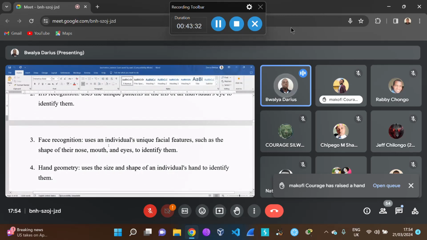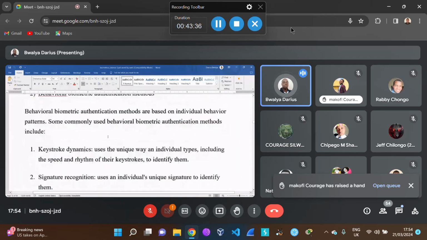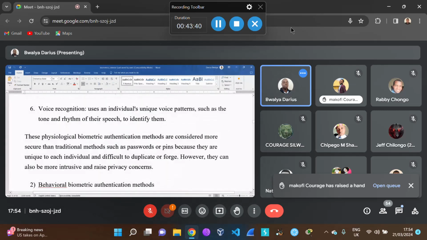So privacy concerns may arise. So they are quite okay, but privacy concerns may be an issue. Because they are intrusive, they are like intruding in somebody else's privacy. What that person considers to be private, that's what this system actually goes on to try to use as a form of identity.